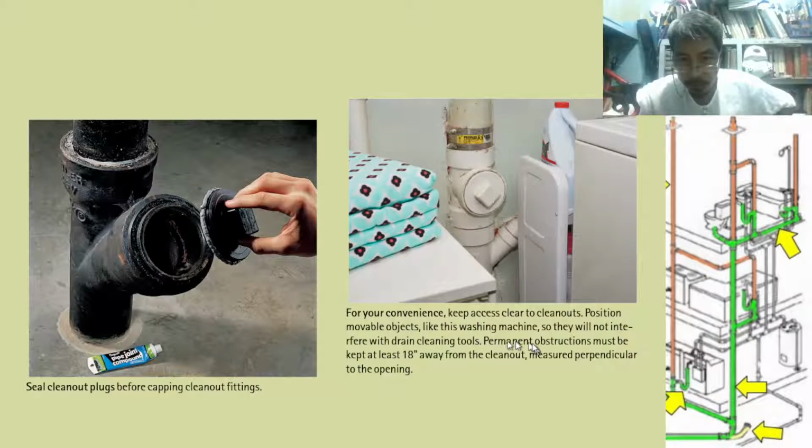Permanent obstructions must be kept at least 18 inches away. That is the space provided for the human being that will do the cleaning, measured perpendicular to the opening. So give a space of 18 inches perpendicular to this opening. This is the space.